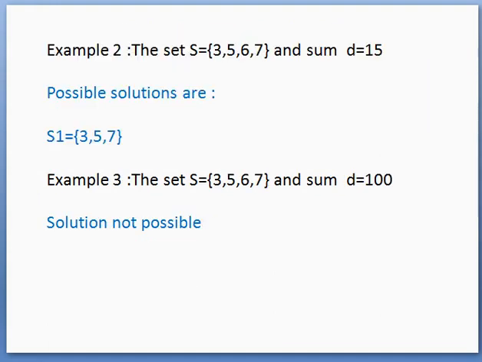In the same way, if I take a second example, here the set S contains 4 elements and the required sum is 15. Here I got only one subset, S1 = 3, 5, 7, which sums to 15. Now if I take one more example with the same set, S contains 3, 5, 6, 7 and the required sum is 100. But from the given set it is not possible to form any subset whose sum is equal to 100. So we can say here this subset problem has no solution.